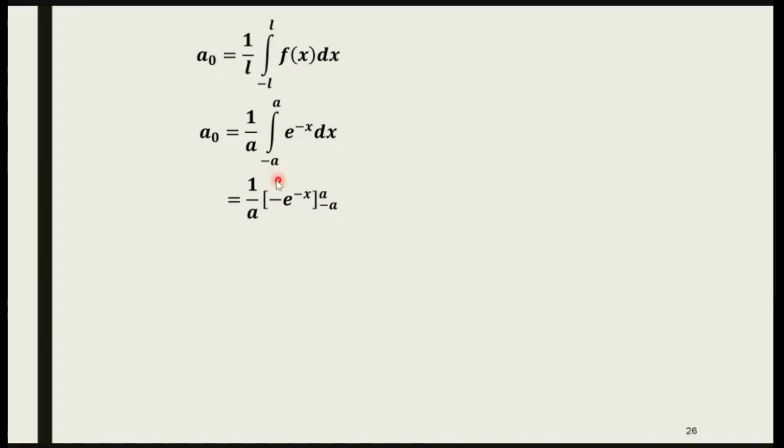Now, when I calculated a0, the integral of e raised to minus x becomes minus e raised to minus x between minus a to plus a. If I take the minus sign common, we will get e raised to minus a minus e raised to a. If I take the minus sign out again, we'll get e raised to a minus e raised to minus a. What is this function? Can we replace it by some function? By which function can we replace e raised to a minus e raised to minus a? It is 2 sinh a. Not tanh, 2 sinh a will come here.